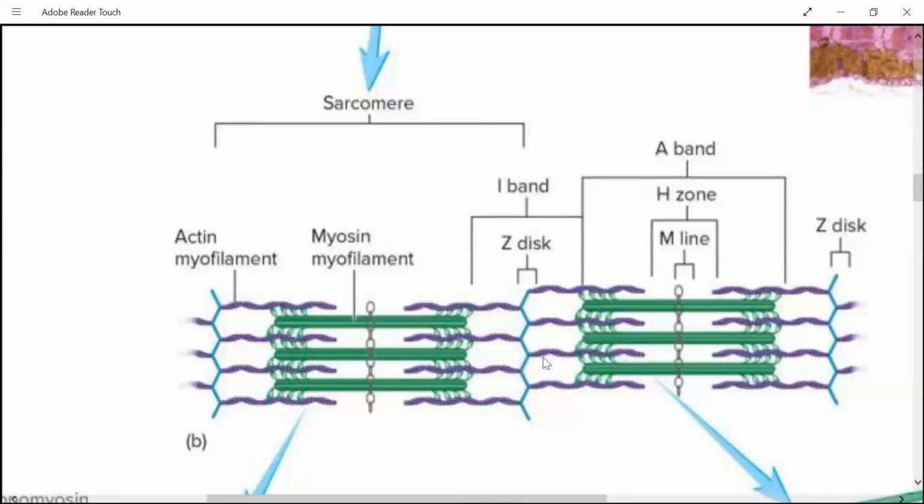Our I bands have only our actin filaments. Our A bands have the myosin and where our actin and myosin overlap. The M line, you can think of as the middle line, pretty much dead center. You see our thick filaments here in green have these little heads to them. That's why they say they look like a golf club. Those are going to bind to actin. They're going to pull towards the M line when activated, and that's what is going to cause our muscles to shorten.